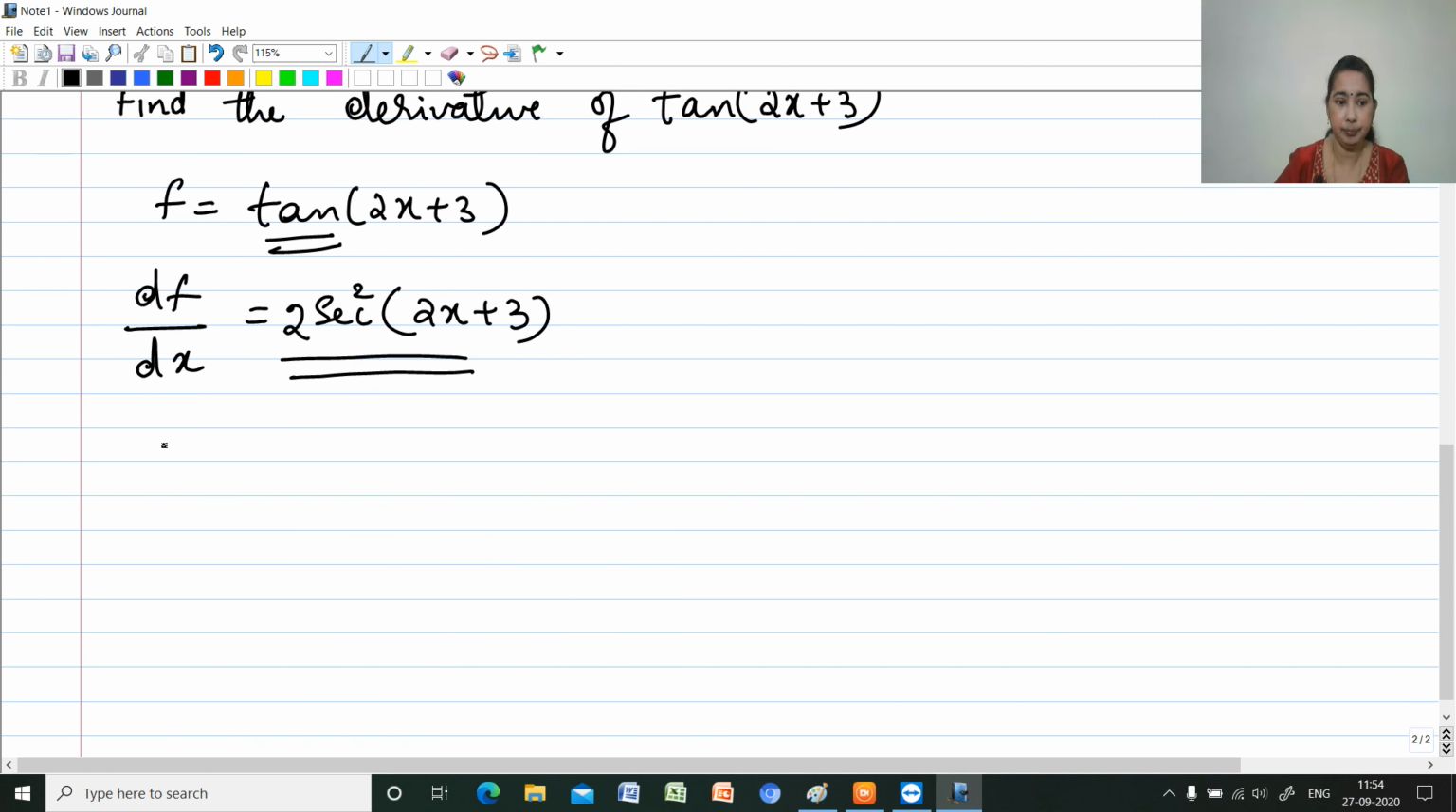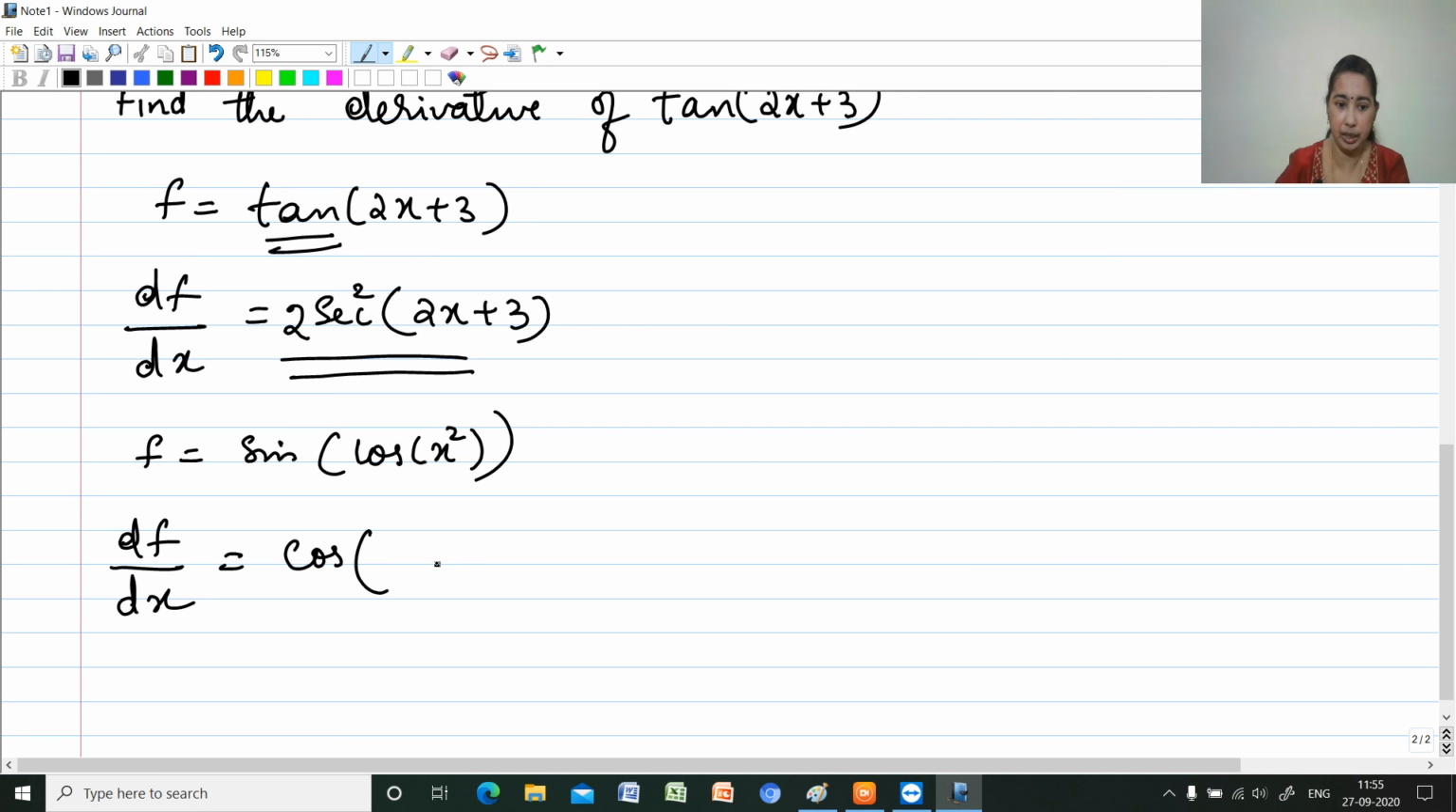So next one, differentiate: let the function be sine of cos of x square. Now differentiating, df by dx. What is the derivative of sine? It is cos. So cos of the remaining, cos of x square, and into, now again the inside part, cos of x square. The derivative is minus sine of x square.